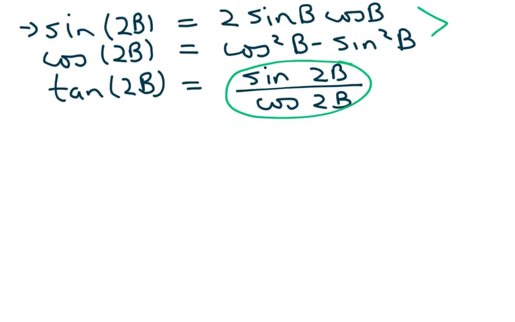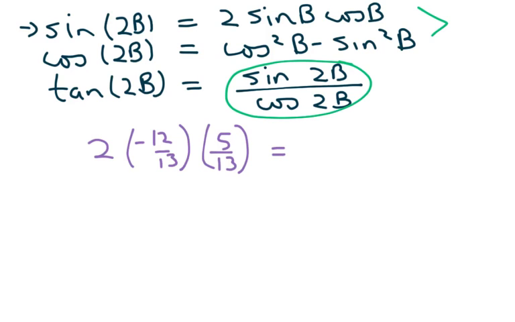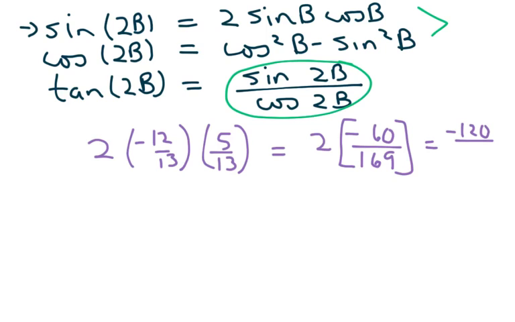Alright, so sine of 2 beta, it's 2 sine of beta. So sine of beta was negative 12 over 13, and cosine of beta was 5 over 13. So this is 2 times negative 60 over 169, which equals negative 120 over 169.